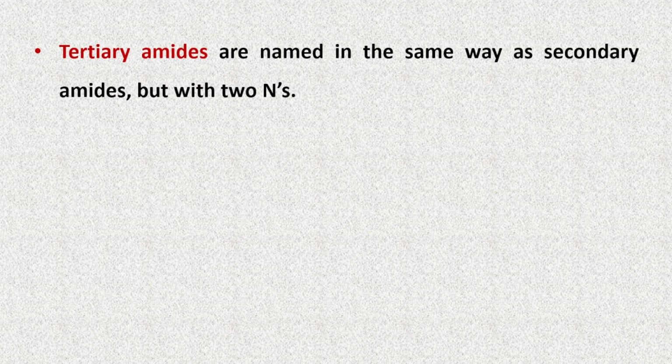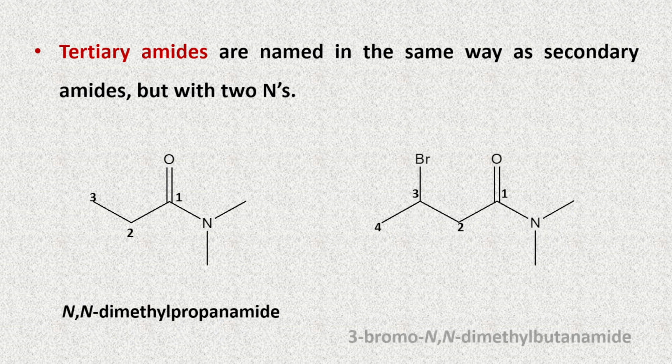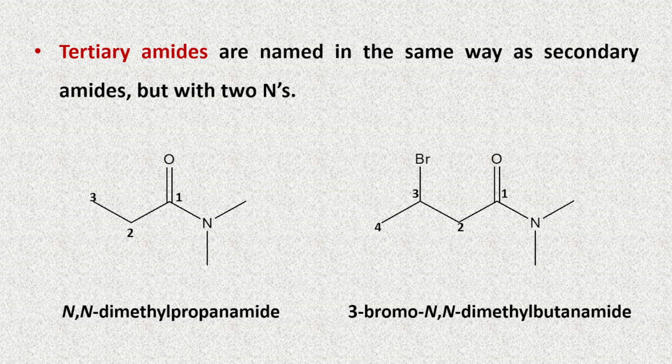Tertiary amides have 2 alkyl groups directly attached to the nitrogen atom of the amide. They are named in the same way as secondary amides, but with 2 capital N. Consider this example. The 2 methyl substituents are directly attached to the nitrogen of the amide, so its IUPAC name is N,N-dimethylpropanamide. Similarly, the IUPAC name of the second compound is N,N-dimethyl-3-bromobutanamide.